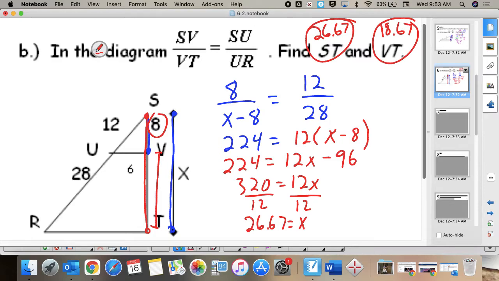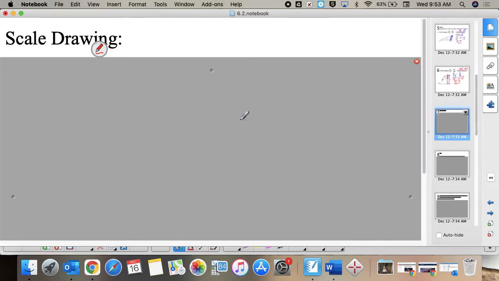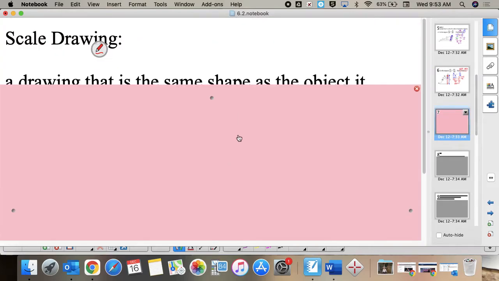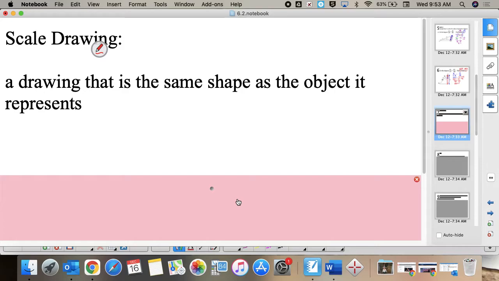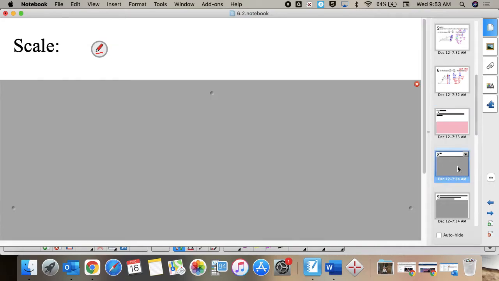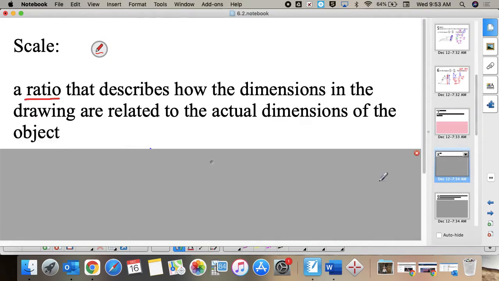Right, brings us to our next idea, which is called scale. What a scale drawing is, it is a drawing that represents the same shape as the object it represents. Right, it's a model car. Right, it's a model building. It's a blueprint. Now, the key is when you go to find your scale is a ratio that describes how the dimensions of a drawing are related to the actual dimensions of your object.